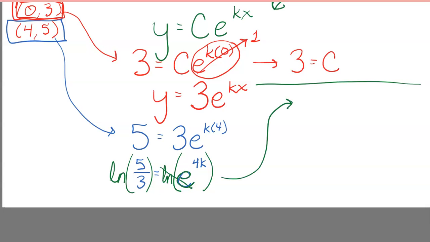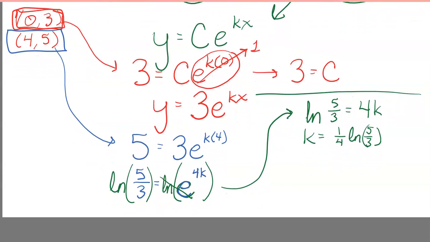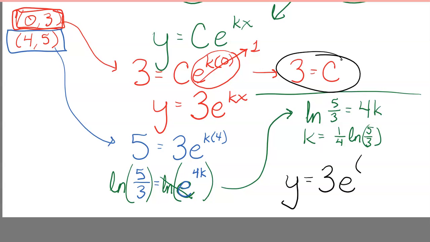Forgive me for running out of room here. Natural log of 5/3 is 4k, so k is 1/4 natural log of 5/3. And then I have everything I need. Y equals the C value, which we found earlier, times E to the 1/4 natural log of 5/3 times X.